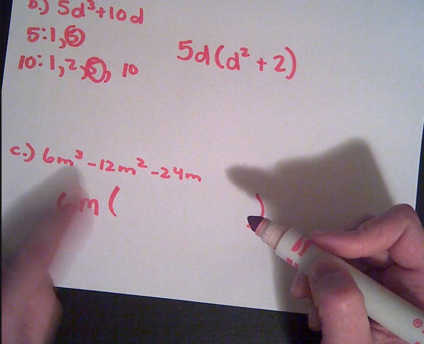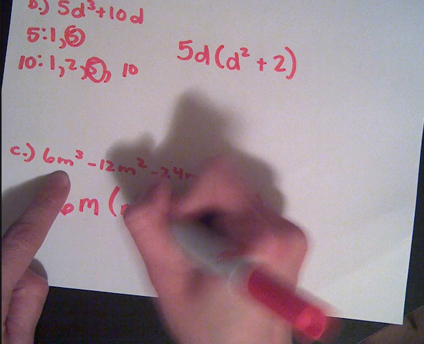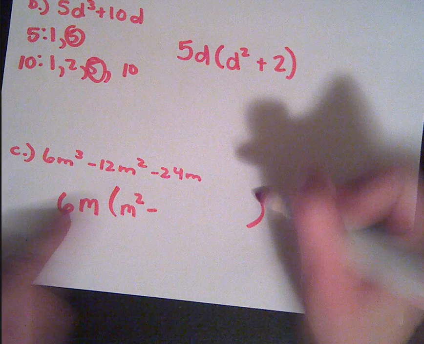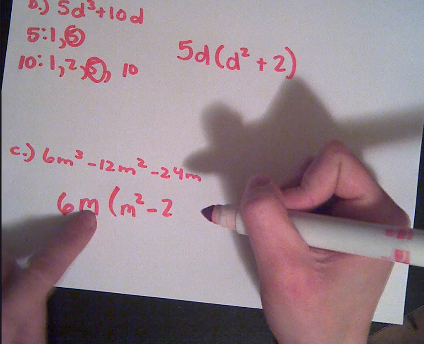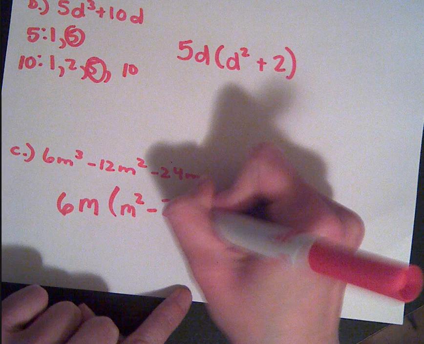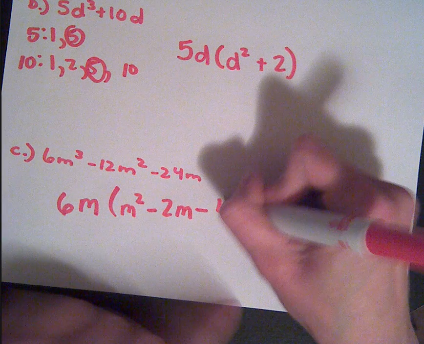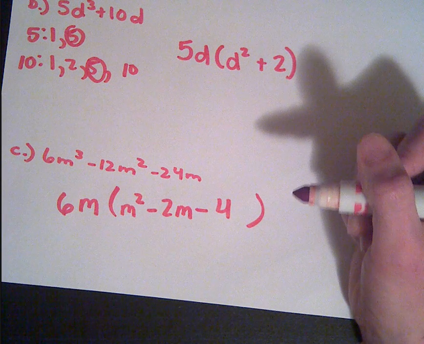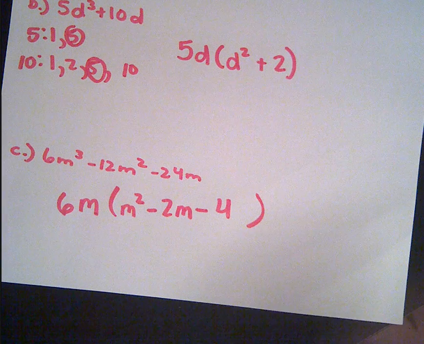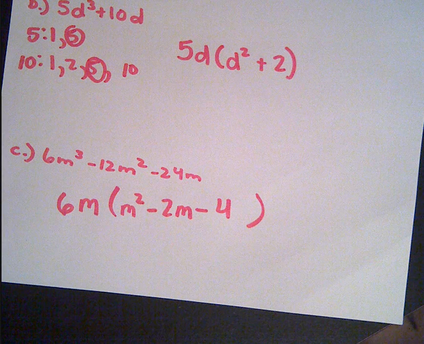M times what is m to the third? M squared. Minus 6 times what is 12? 2. M times what would give me m squared? M. Bring down the minus. 6 times what is 24? 4. M times 1 is m. So there are our answers. That's it for this lesson. Go ahead and go back and watch any parts that you're unsure of.